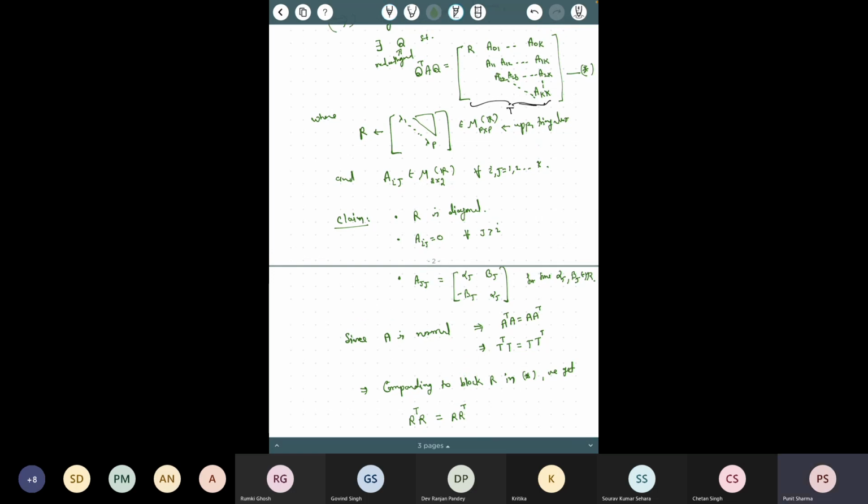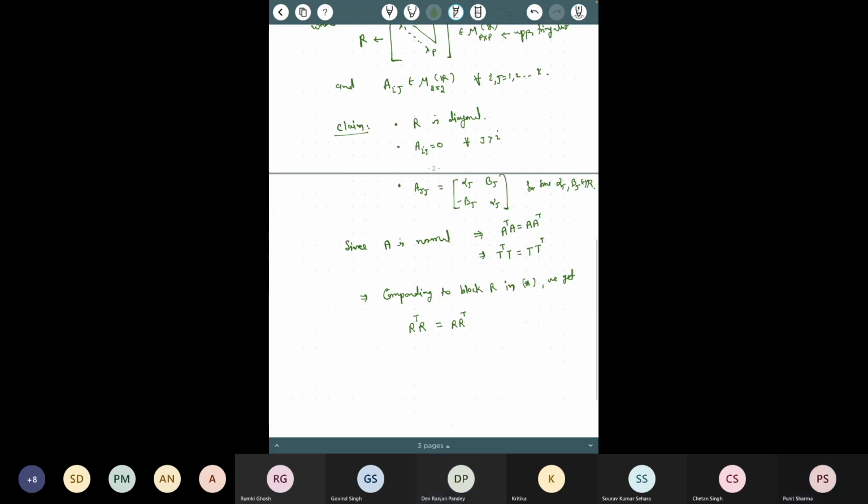Just look at here, T. When you do T transpose, what would be the first entry? What would be the 1-1 block entry? So RR transpose plus A0 A0 transpose, something like that. Exactly. So when you just multiply and look at the 1-1 block entry, it would be RR transpose plus A01 A01 transpose plus A02 A02 transpose and so on, up to A0K A0K transpose.